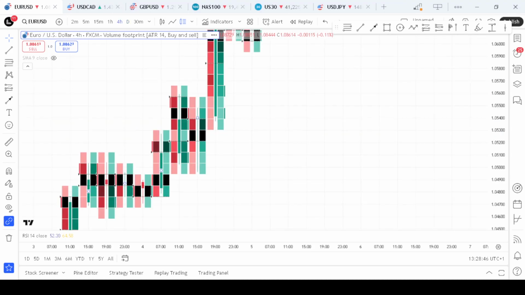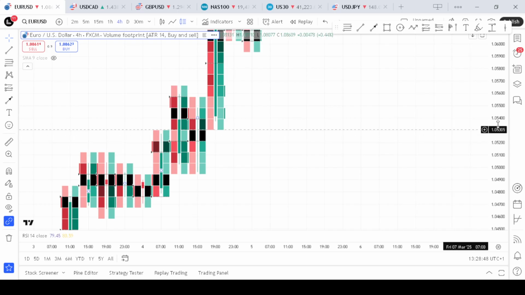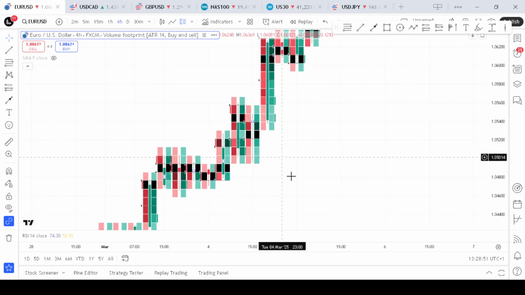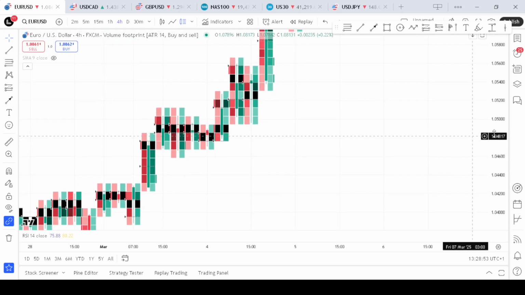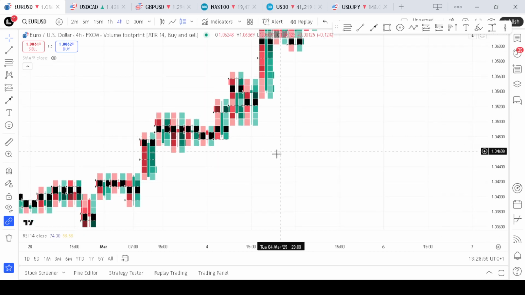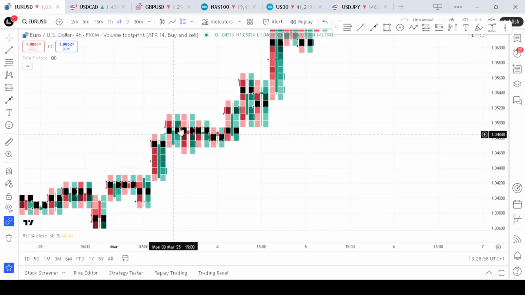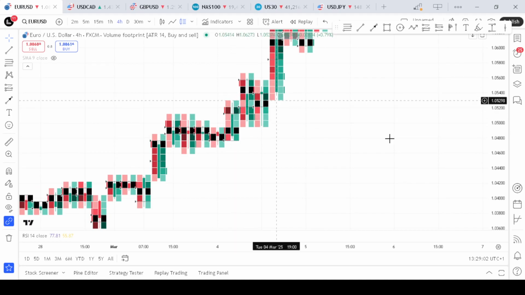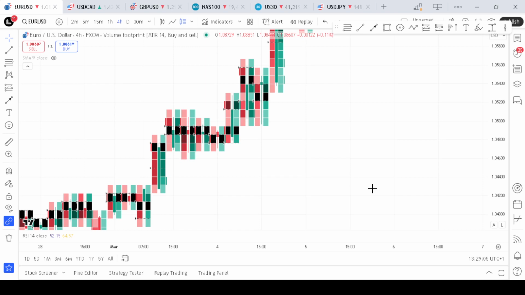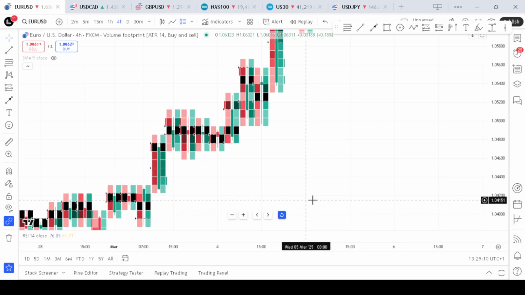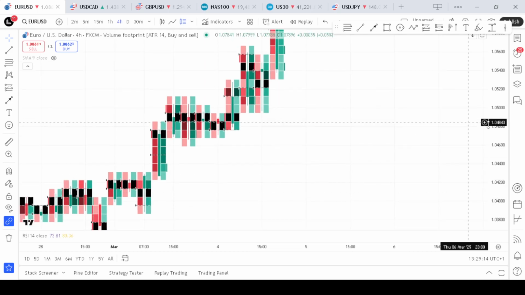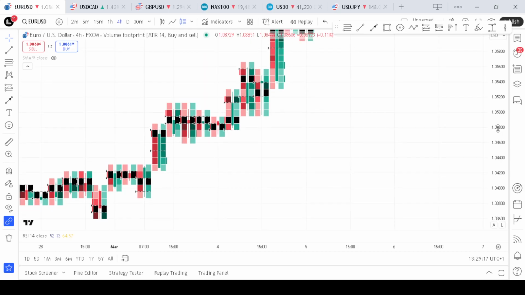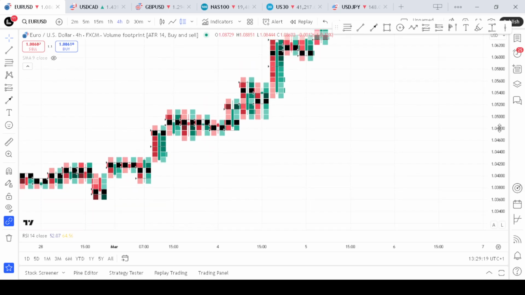Now, unlike the traditional chart that shows simply the price movement, the volume footprint chart displays the distribution of trading volumes across different price levels within each candle. This powerful visualization reveals exactly where buyer and seller pressure occurs, helping you to identify potential support and resistance areas of significance in your trading activity.